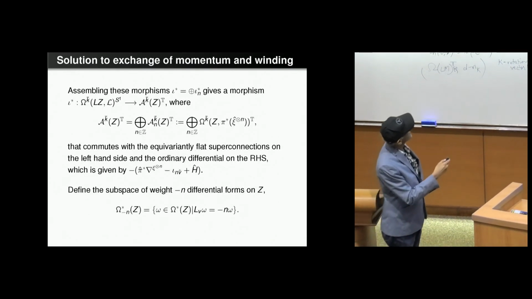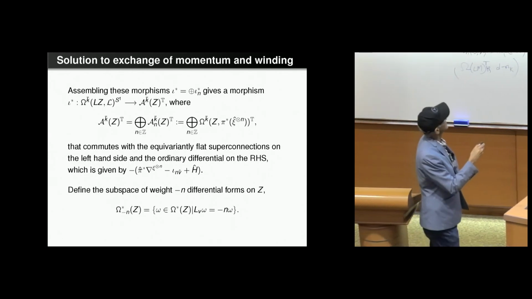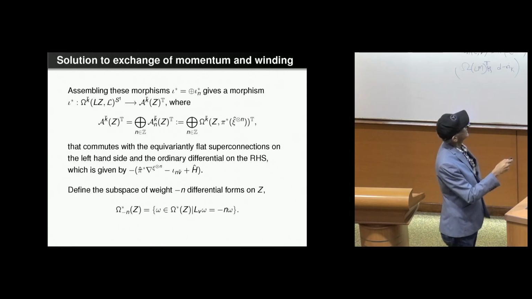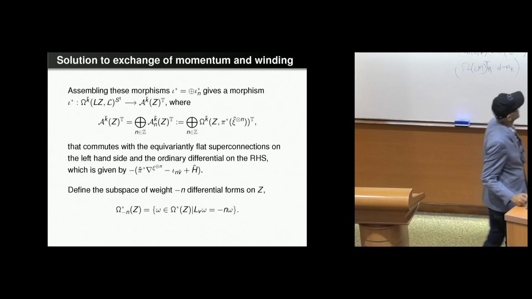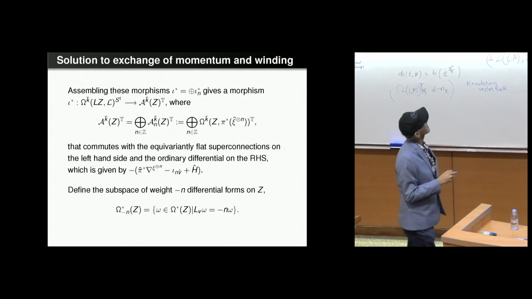So assembling these morphisms, for each integer n we get a morphism, which is a pullback under the embedding. We take the direct sum of all these, so we get a map from all forms on loop space with values in the holonomy line bundle to these things which we call AKT, which is just the direct sum of these forms with values in tensor powers of this dual line bundle, this T-dual line bundle.